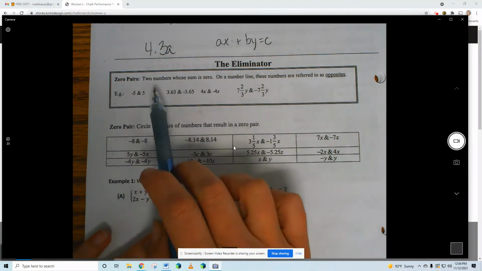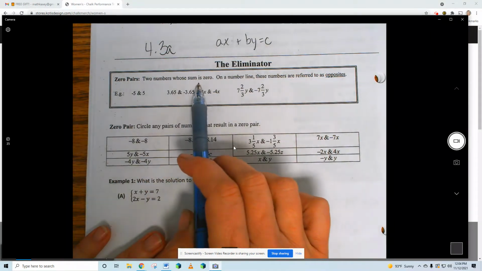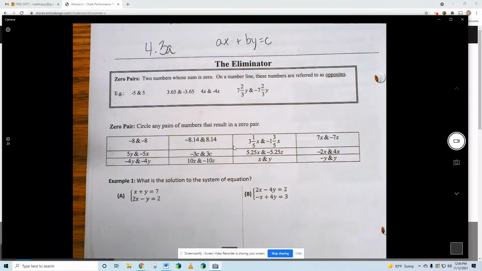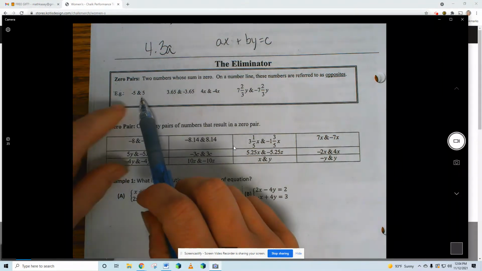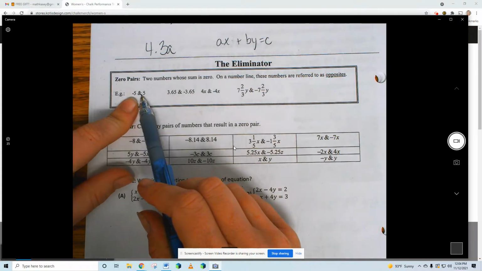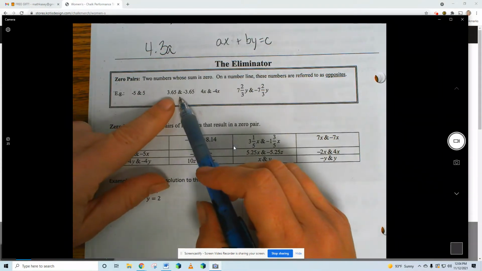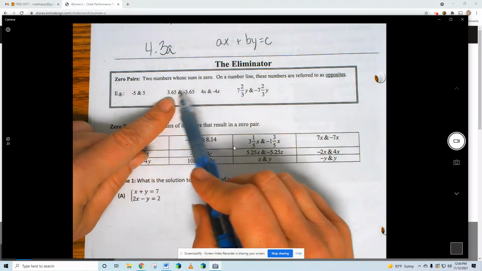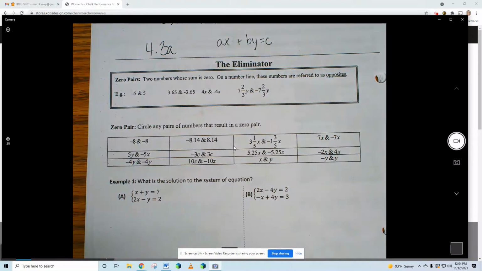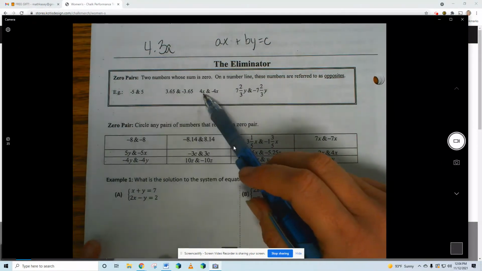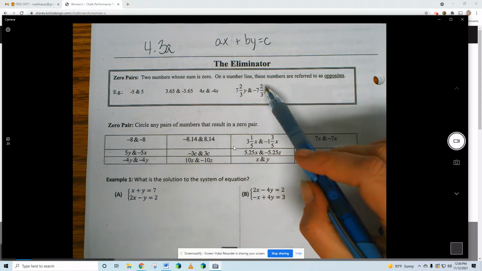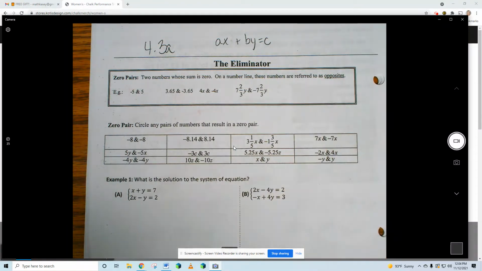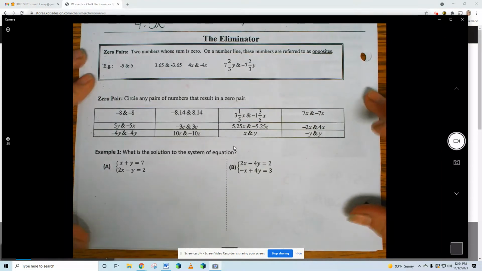A zero pair is two numbers whose sum is zero. So it's like a number and its opposite. Like -5 and 5, that's a zero pair. 3 and 65/100ths and -3 and 65/100ths, that's a zero pair. 4x and -4x, zero pair. 7 and 2/3 and -7 and 2/3. So they're opposites. Let's look through my list and circle any zero pairs that we see.